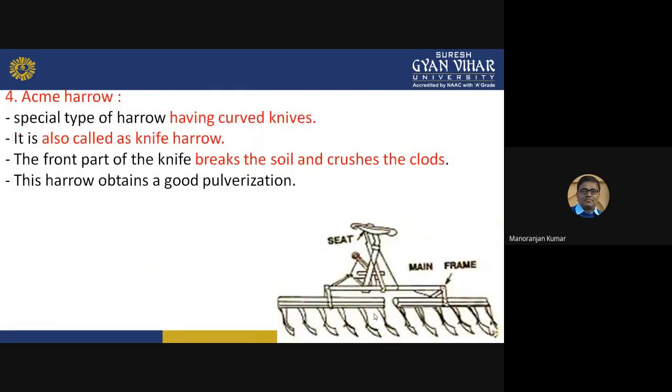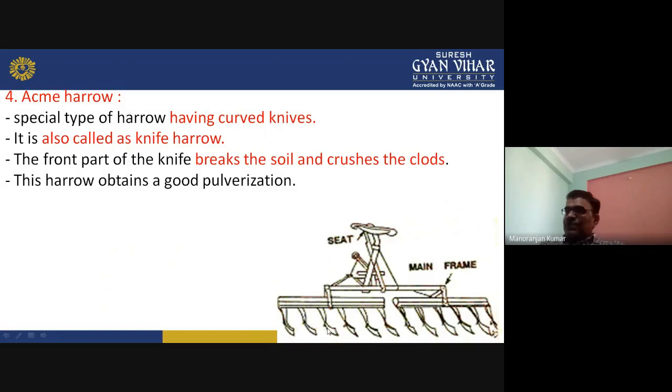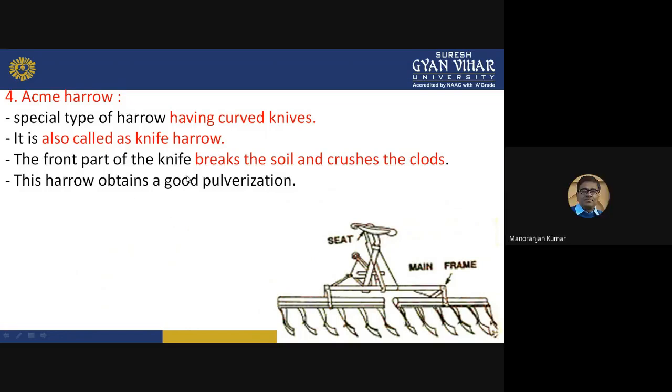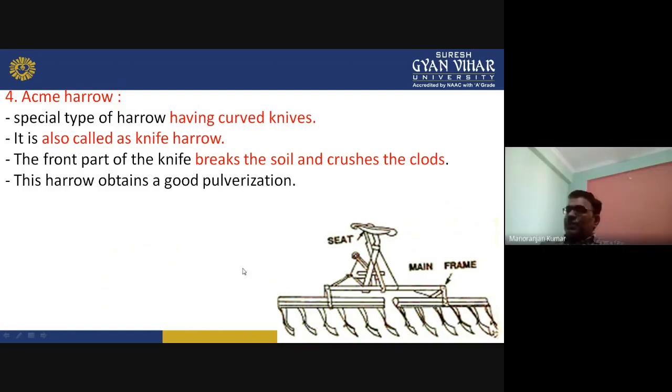Now the other type of harrow is the acme harrow. This is a special type of harrow having curved knives. You can see this one. This is the acme harrow. Curved type knife is this one. That's why this type of harrow is also known as the knife harrow. The front part of the knife breaks the soil and crushes the clod. This harrow obtains a good pulverization.